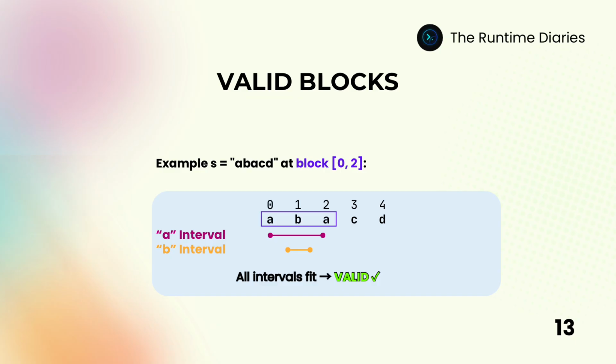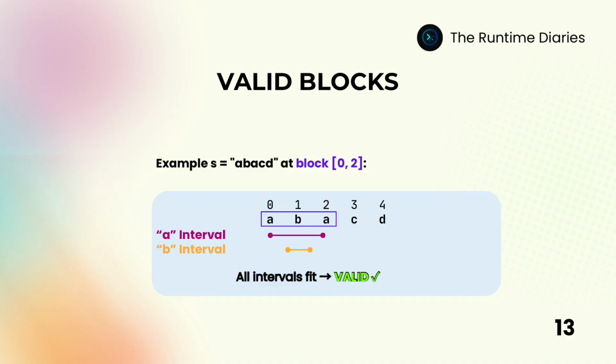Check A. The interval here is 0, 2. Does 0, 2 fit inside 0, 2? Yes, perfectly, so this is valid. Check B. The interval here is 1, 1. Does 1, 1 fit inside 0, 2? Yes, so that's also valid. So the block 0, 2 passes validation. It's a self-contained substring of length 3.